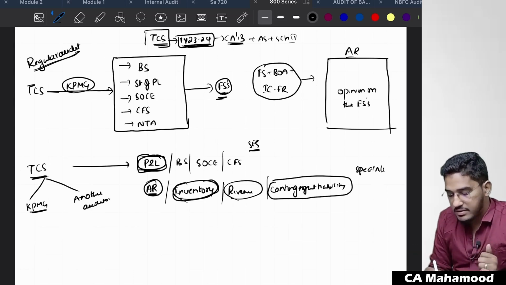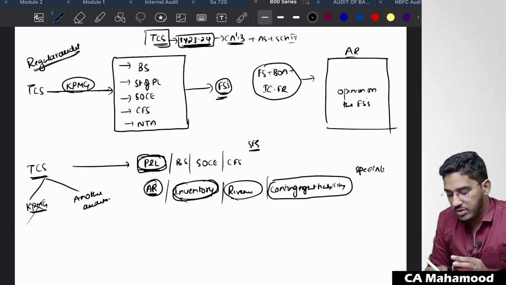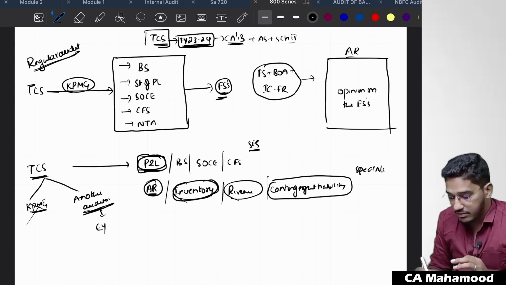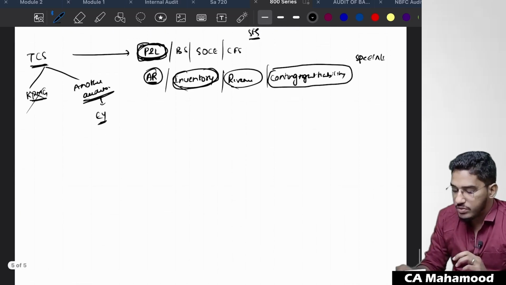So might be here TCS is thinking, okay, since KPMG has already done my audit of the complete set of financial statements, I will not assign the work to them. They're thinking, I will allocate this work to EY. I will allocate the work to conduct the audit of only P&L to one of the big four entities, EY. That option also can be taken. So here there could be two options.